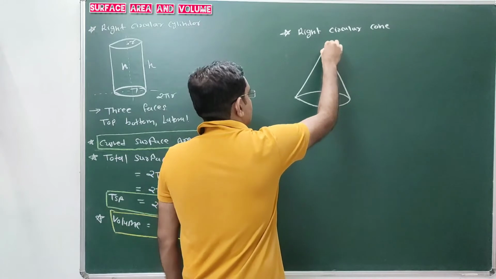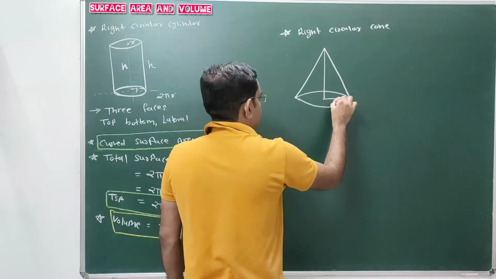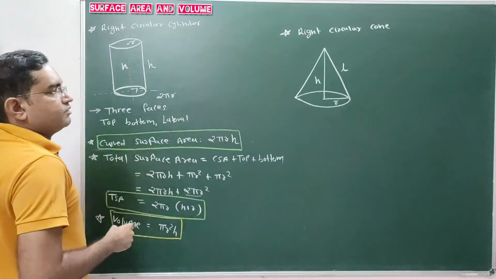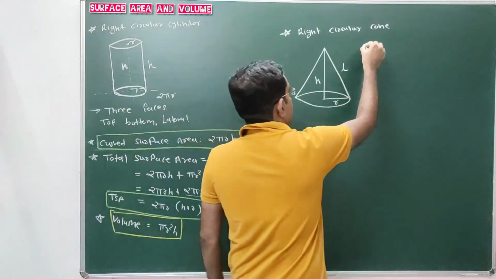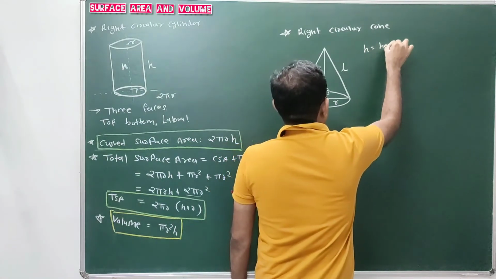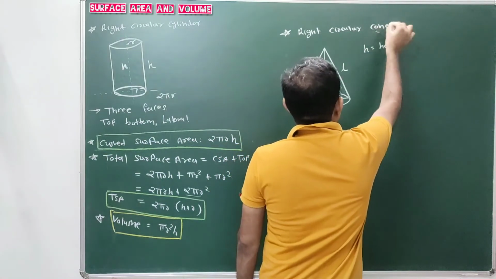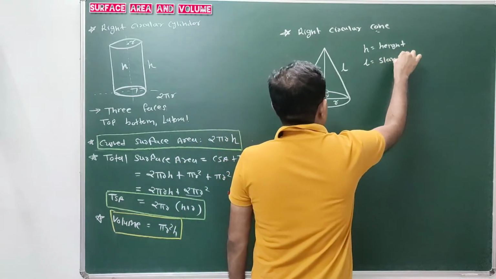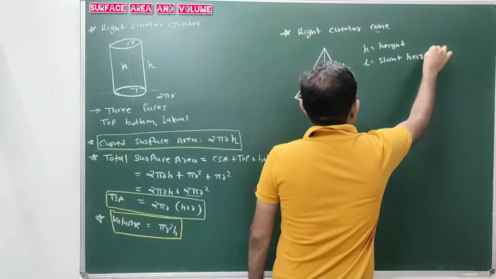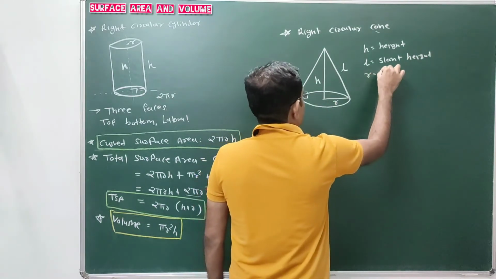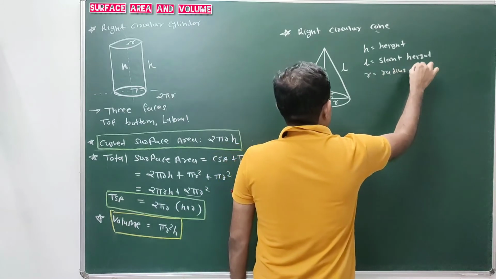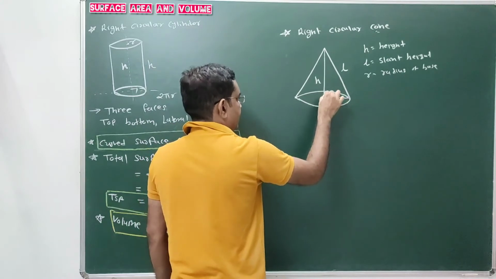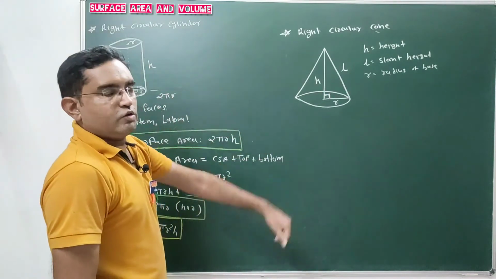hence it is called a right circular cone. This is the height of the cone, this is the radius of the cone, and this parameter is the slant height of the cone. So h is the height of the cone, l is nothing but the slant height, and r is the radius of the base. Here height and radius are at 90 degrees, that's why it is called a right circular cone.